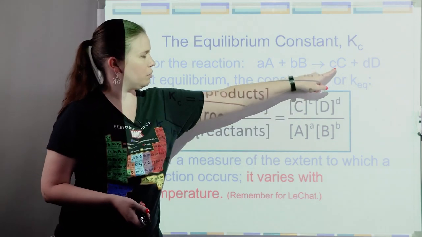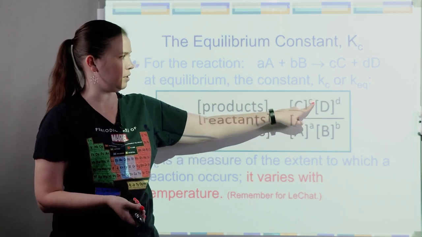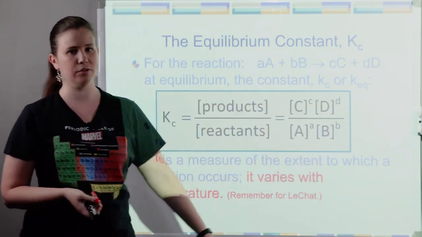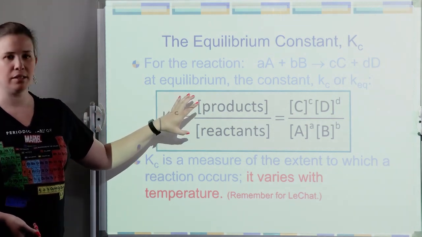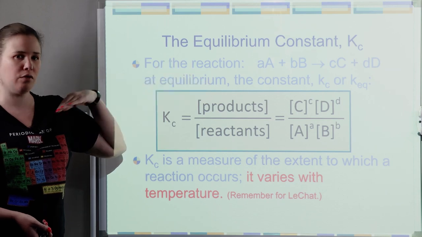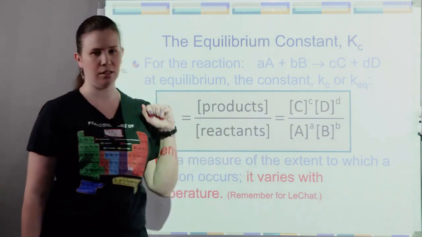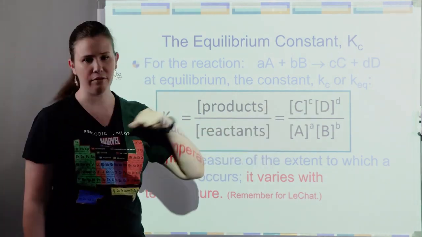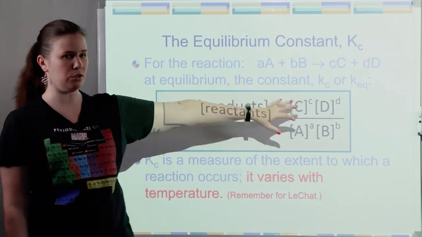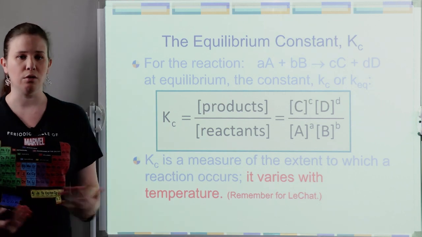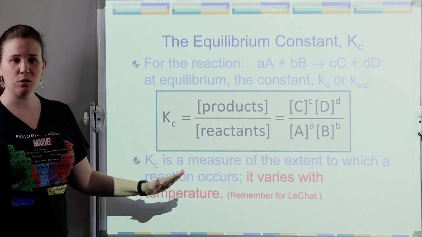So where little c was the coefficient to big C, in the formula I have big C to the exponent of little c, big D to the exponent of little d. So the exponents now are the coefficients. As far as the formula goes, basically you want to do concentration of products over concentration of reactants. So if C and D are my products, then I would have C and D on top. Where A and B are my reactants, I have A and B on the bottom. So I'm going to write my expression where K is set equal to products over reactants using the coefficients as exponents.